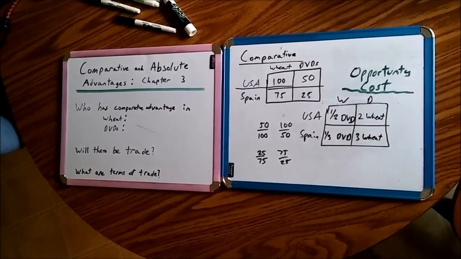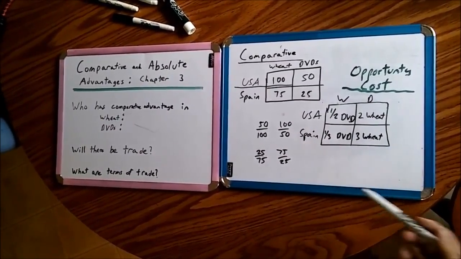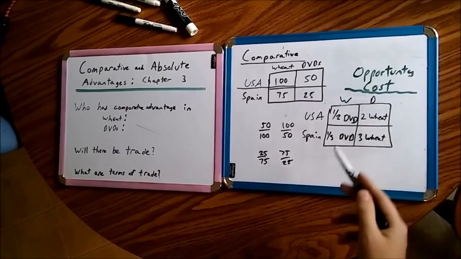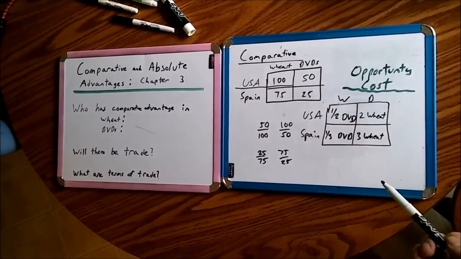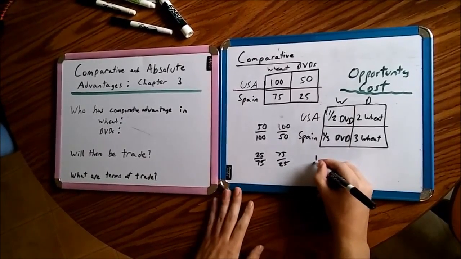Now that we have our opportunity cost table filled out, we can compare these numbers. Which number is higher and lower? In this case, we're going to actually want the lower one because it costs less for your opportunity cost. So we're going to compare 1/2 to 1/3.